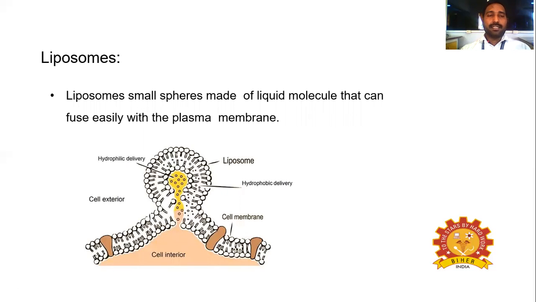This is another gene transfer method, liposomes. Liposomes are small spheres made up of lipid molecules that can fuse with the plasma membrane. Once fused, the contents are taken up by the cell, which leads to the nucleus, where it will interact and start to replicate.